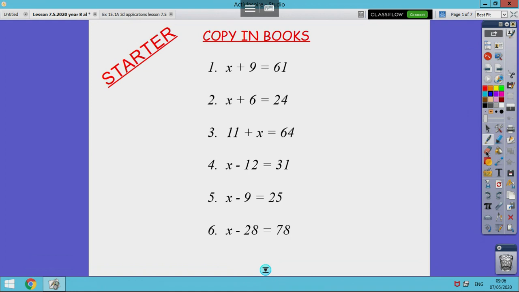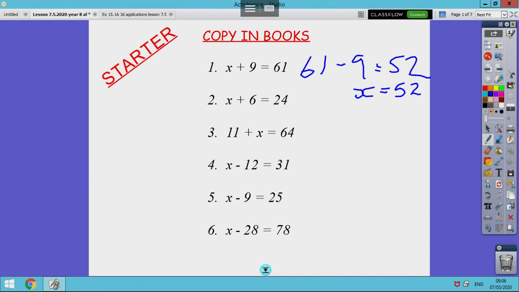Now the way we can do that is we can just do 61, take away 9, and we'll get the number that we need. So 61 take away 9 is 52. So x equals 52 for the first one. You're just finding the missing number that works for each of these equations. So 52 add 9 gives us 61, and that's the only answer that you can get.